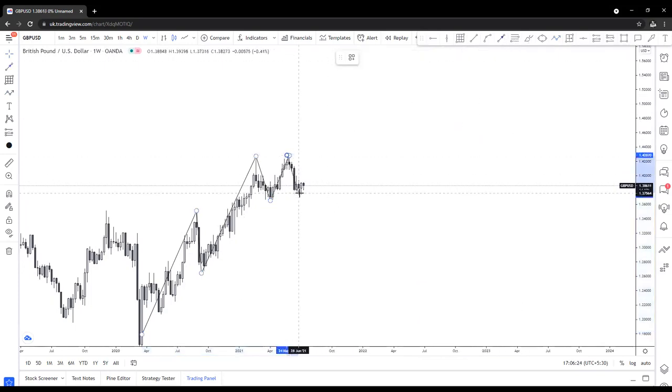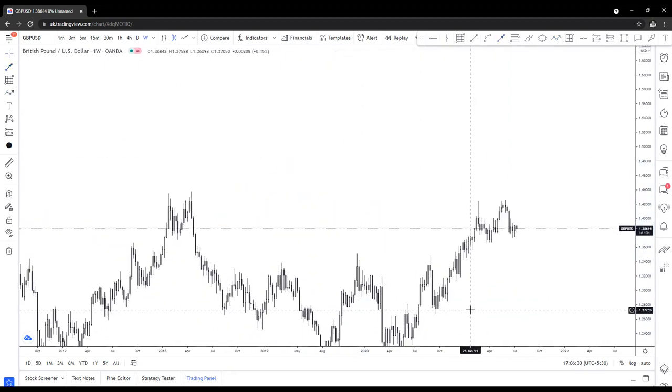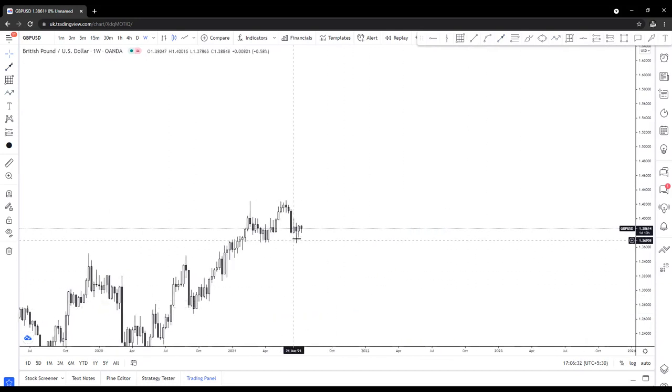Do you consider a break with a wick as a break of structure? Yeah, the reason for that is because, even though it's the weekly time frame, one weekly candle takes 5 daily candles to form, not 7, five.